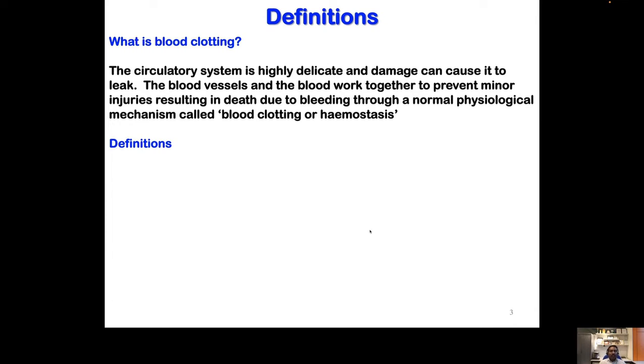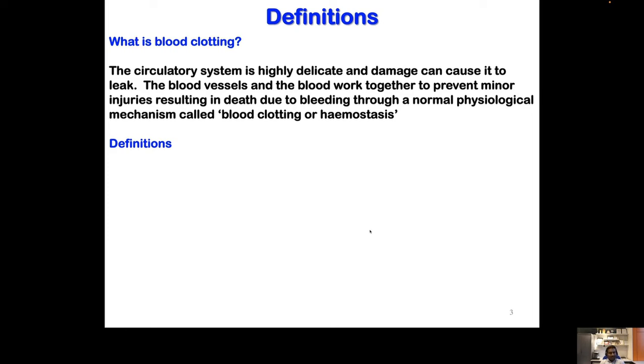Okay, we're going to talk about specific definitions and technical terms that we will be using in this lecture. First, you need to understand what blood clotting is. The circulatory system, as we discussed in the last lecture, is highly delicate. Circulatory system means all the blood vessels and the heart. If there's any damage to the system, it can cause the blood to leak. If there's an injury in a blood vessel, bleeding will occur immediately. So it's really important to keep our circulatory system intact. If there is damage, there should be a mechanism to seal the damage and prevent the bleeding immediately. That's what blood clotting is.